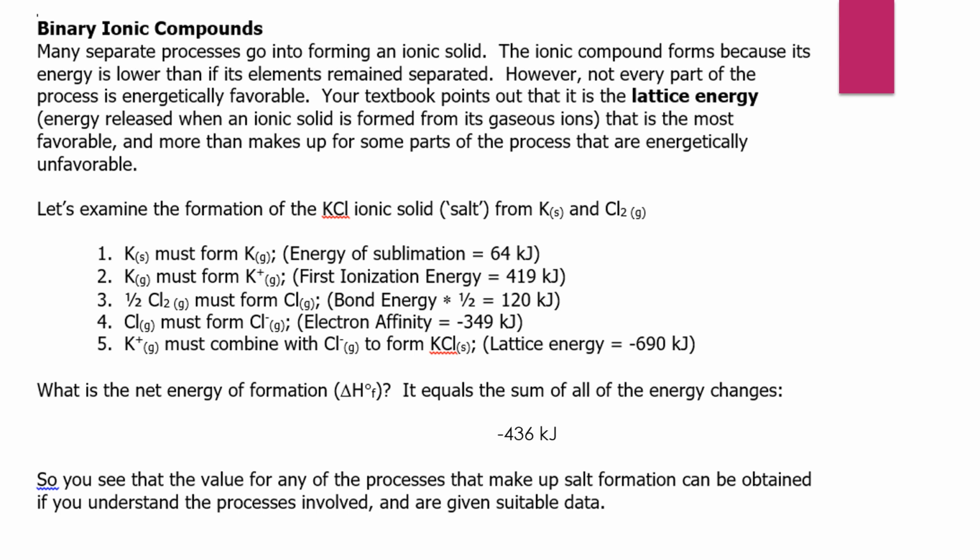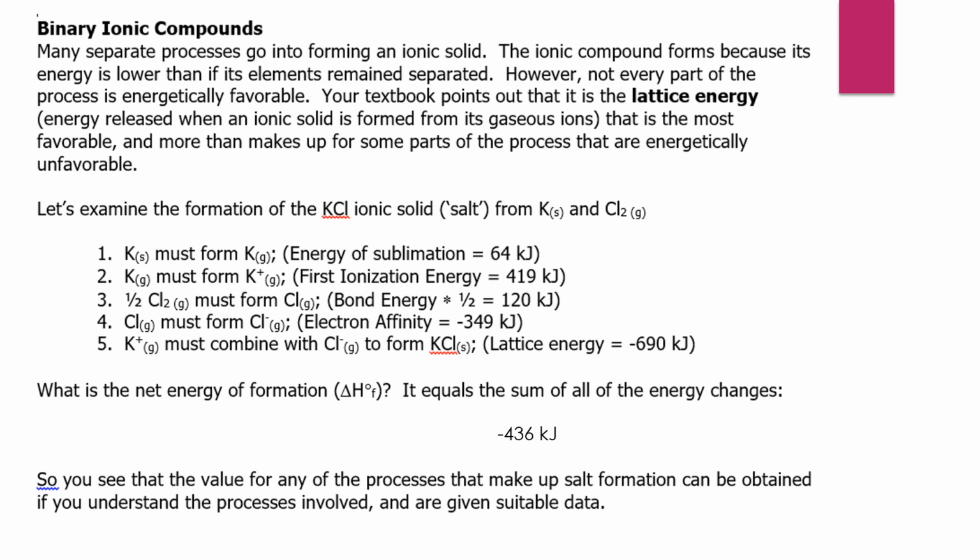This is actually new. There's been a whole lot of review so far, hasn't there? Maybe re-explanation of some old ideas. But this is the first of the new things. We don't actually do this math. All I did to get my answer here of -436 is I added together these 5 numbers. I added 64, 419, half of the bond energy, which gave me 120, this and this. I added those 5 values together to get the 436. Not much of a math problem.